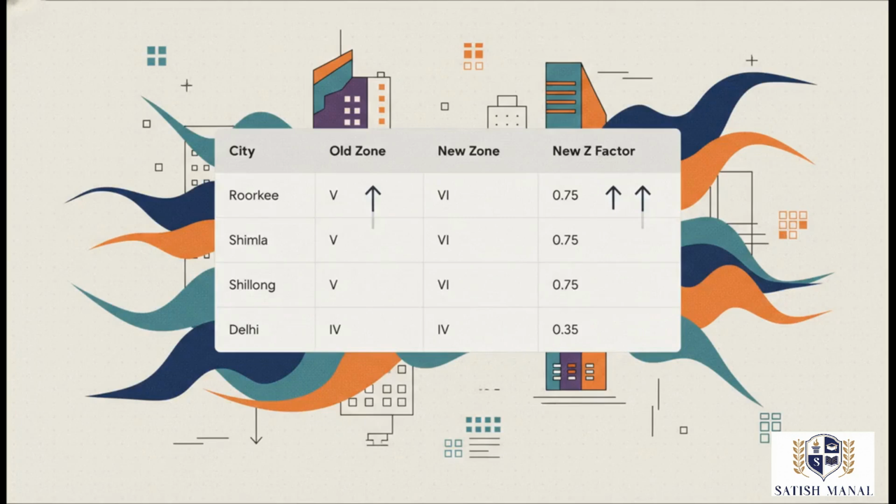Now, this is where the rubber really hits the road. Just look at cities like Roorkee, Shimla, and Shillong. They've all been bumped up from Zone 5 to the new Zone 6. Their zone factor, that Z-value we all use, has jumped to a whopping 0.75. That is a huge increase in your design base shear, right from the get-go. And even cities like Delhi, which stay in Zone 4, now have a higher, newly codified Z-factor of 0.35.